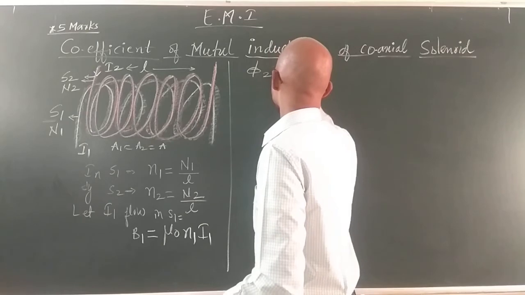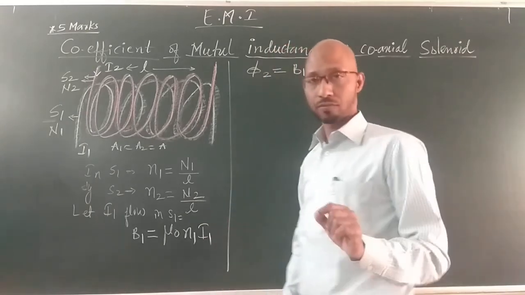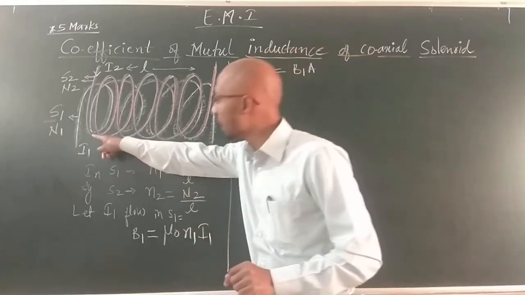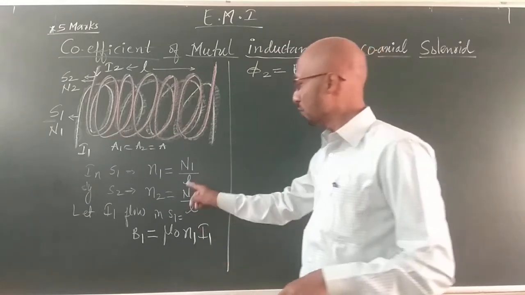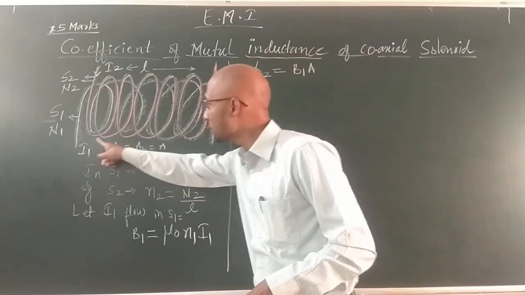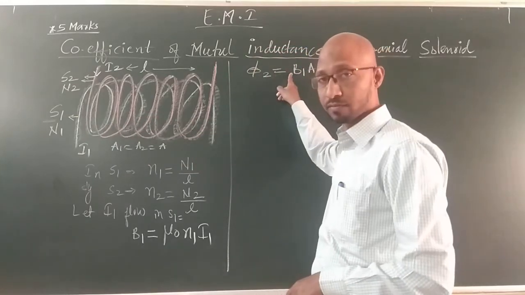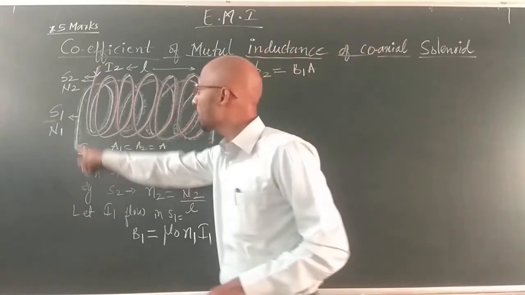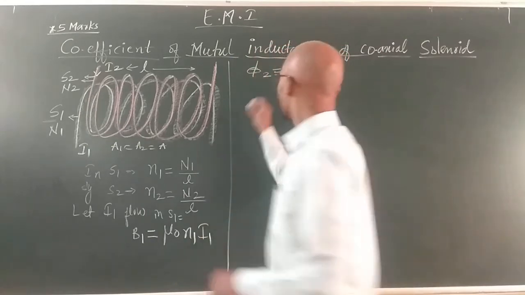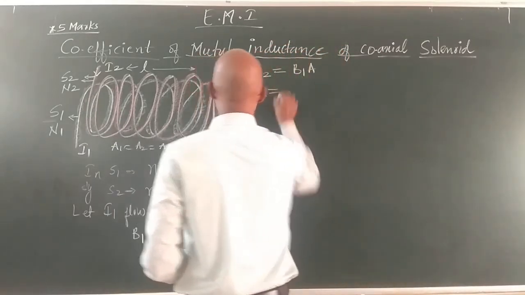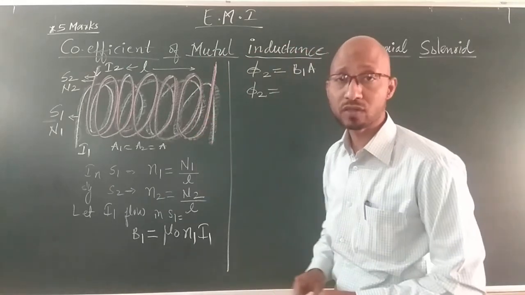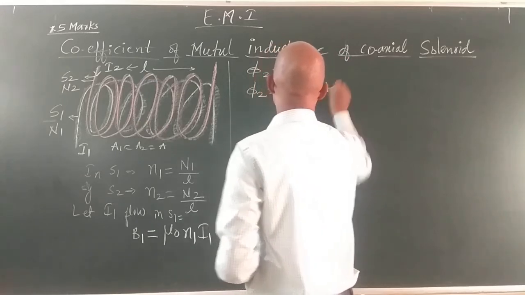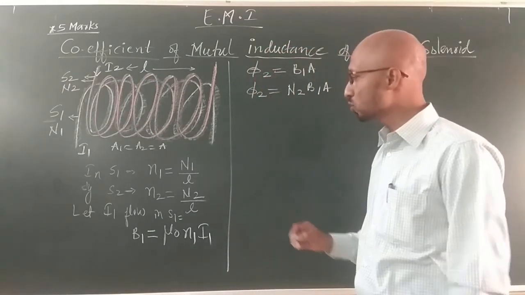is B1A. How much magnetic flux is linked with the entire second solenoid? To calculate it, you multiply by the total number of turns. This is for a single turn. If you want to calculate the total flux linked with the second solenoid due to current flow in the first solenoid, the total flux linked with the second solenoid, which has N2 turns, is N2 B1 A. Now you substitute the value of B1 here.